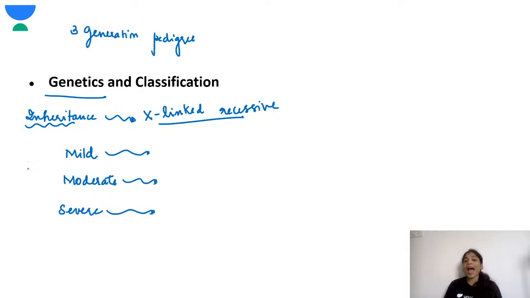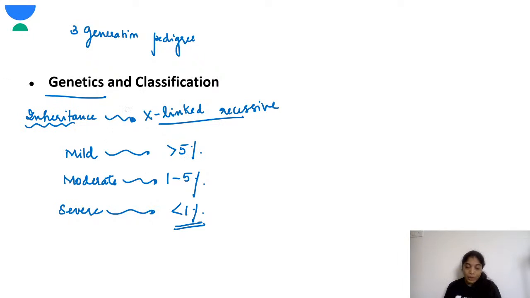So it is based on the activity of the factor. If the activity of the factor is less than 1%, then it is severe. While if the activity of the factor is between 1 to 5%, it is moderate hemophilia. While if the activity of the factor is more than 5%, it is called mild hemophilia. So remember, less than 1, 1 to 5, and more than 5.